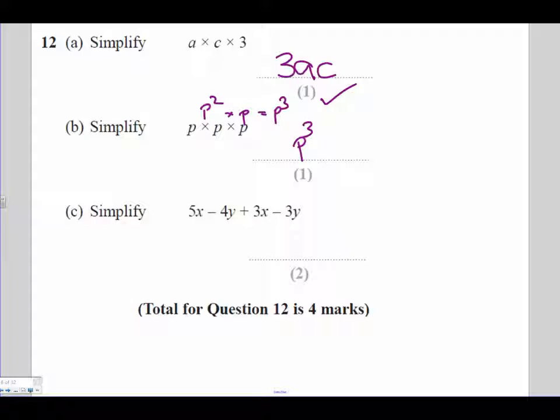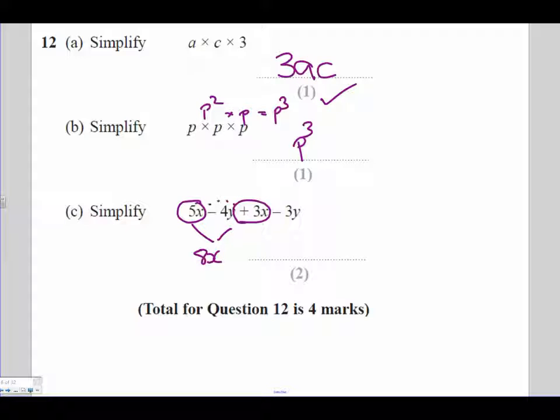Part C, simplify 5x minus 4y plus 3x minus 3y. Now the trick with these is to circle the like terms. So 5x is one term, and then I've got to add another 3x's. So 5x's add 3x's is 8x's.